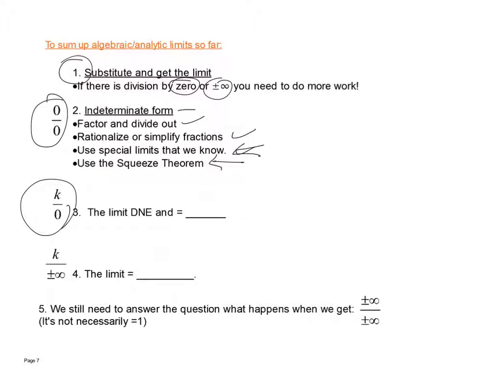If you get some number over 0, the limit does not exist, but you're going to either positive or negative infinity or both. Generally speaking we're talking about a vertical asymptote here, and then we have to do a little thinking about whether it's a positive number or a negative number, a little positive or a little negative.